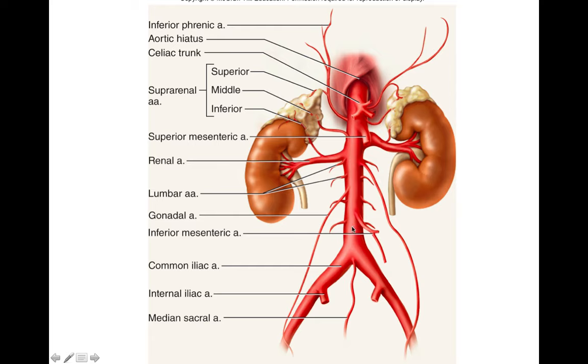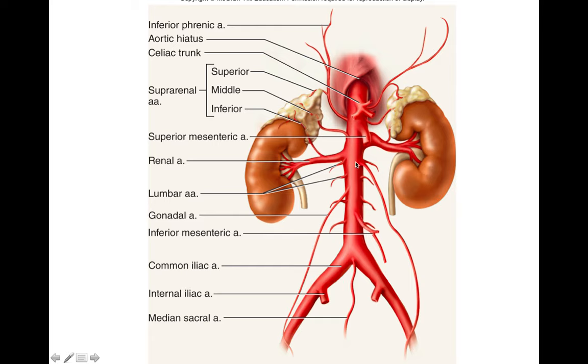And one good acronym that I like to use to help remember these branches is some chefs make some really good meatballs. So you have chef, C for celiac trunk, make, M for superior mesenteric, some, suprarenal, right and left, really, renal, R, good, gonadal, right and left, meatballs, M, inferior mesenteric.